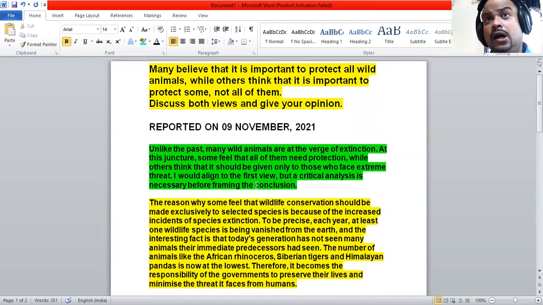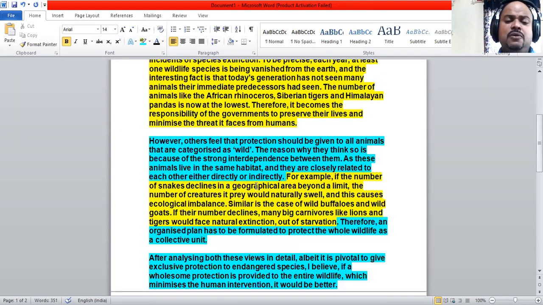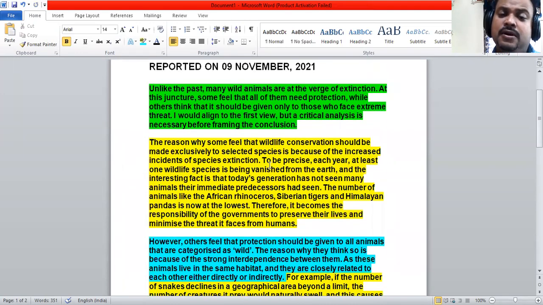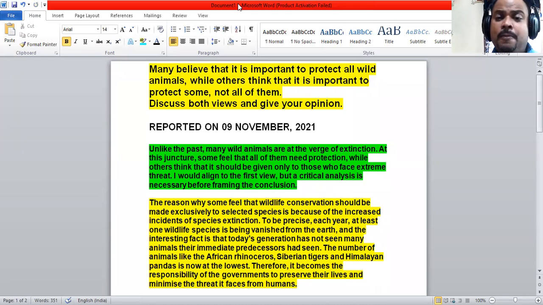Now, I have said it is good to protect all, not exclusively those selected. The endangered species should be protected, but if you give the protection as a whole, that would be better. This is what we have said in this particular essay. I hope everyone understood this.